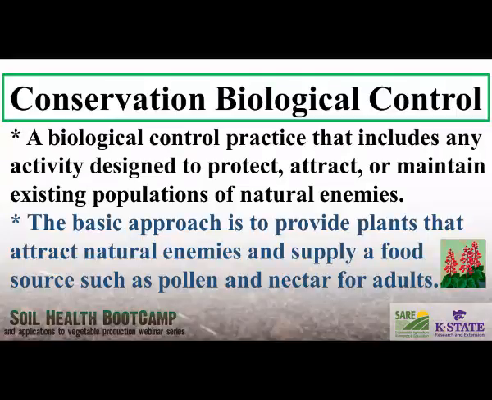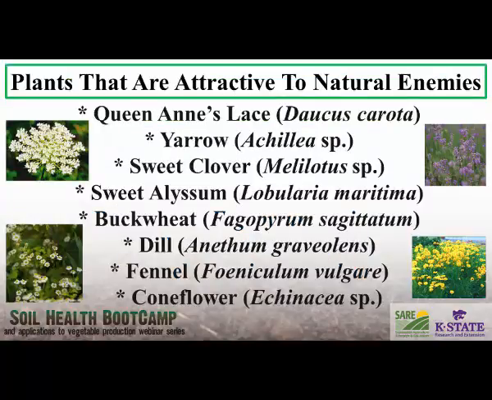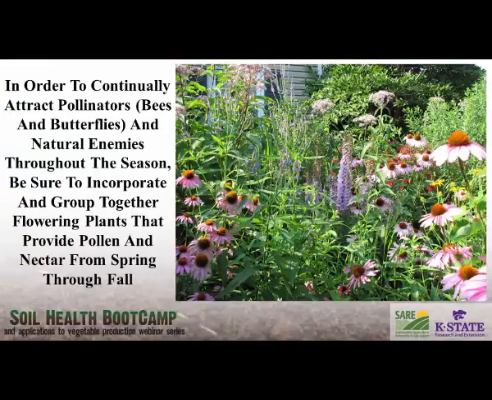Conservation biocontrol is a common practice that includes any activity designed to protect, attract, or maintain existing populations of natural enemies. The basic approach is to provide plants that attract natural enemies and supply them with a food source such as pollen and nectar, especially for the adults. This image shows some common plants that are attractive to natural enemies. These plants can be incorporated into vegetable production systems. However, in order to continually attract pollinators, especially bees, and natural enemies throughout the season, always incorporate and group together flowering plants that provide pollen and nectar from spring through fall.